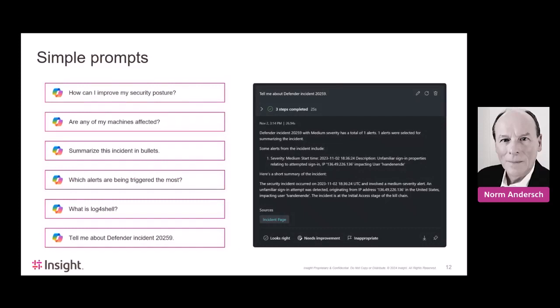Some simple prompts. How can I improve my security posture? Summarize this incident in bullets. What's log for shell? Tell me about Defender incidents 20259. These are all simple prompts that you can actually start with and be able to start harvesting information out of Copilot for Security and consequently your underlying systems.